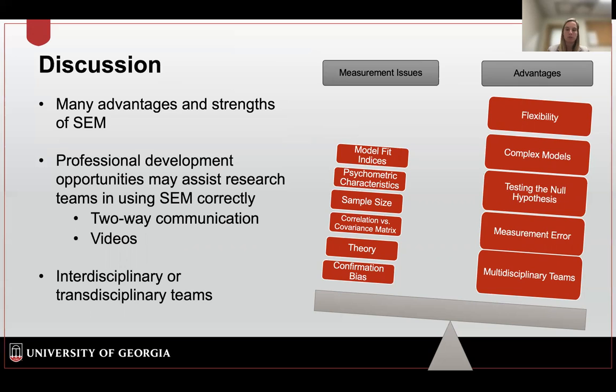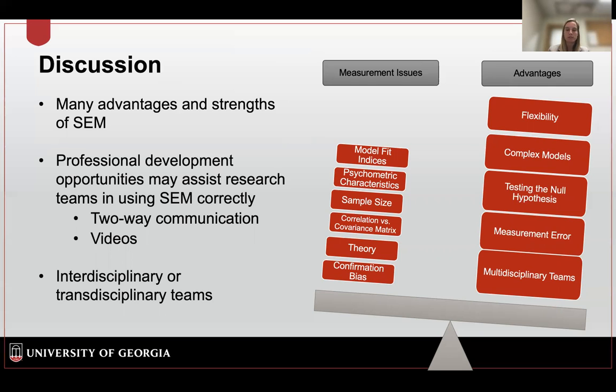Professional development opportunities related to the use of SEM offered through professional organizations like AIAEE may assist research teams in using SEM correctly and understanding the implications of their associated findings. It is impossible to assume a researcher can learn everything about SEM in one professional development opportunity, but professional development opportunities provide a base point for two-way communication and other learning opportunities.